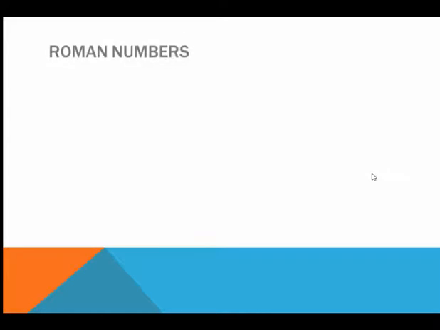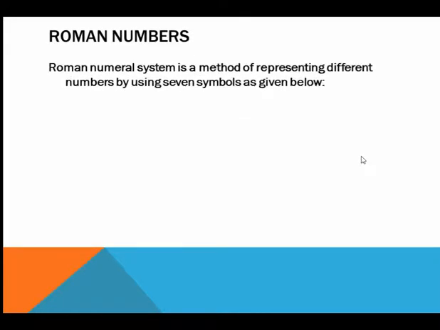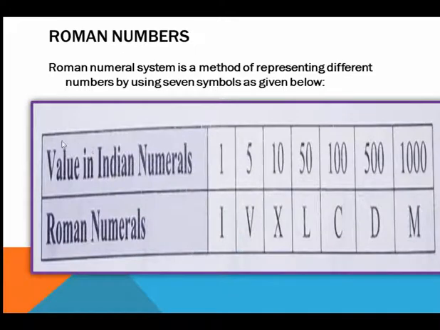So Roman numeral system is the method of representing different numbers by using 7 symbols as given below. Here are the symbols and their values in Indian numeral and Roman numeral we have been given. These 7 symbols are used to write the Roman numerals and the given Roman numerals in Indian numerals according to their values.